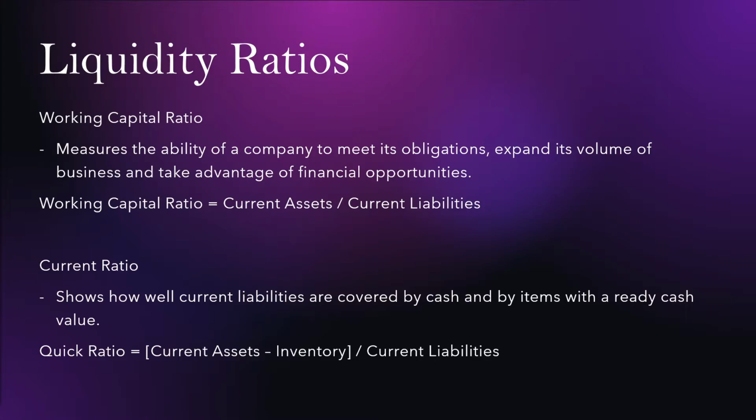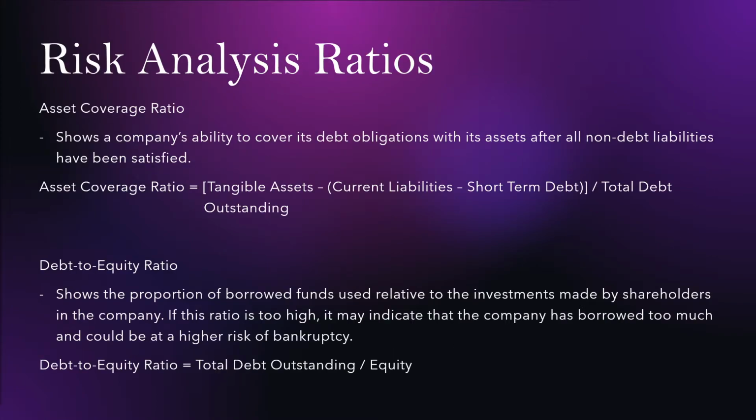So current ratio, this shows how well current liabilities are covered by cash and by items with a ready cash value. And that ready cash value is a really key part because this ratio takes current assets minus the inventory. So basically just those current assets that are ready cash, and they divide that by the current liabilities. So very similar ratio to the working capital ratio, except they do take out that inventory.